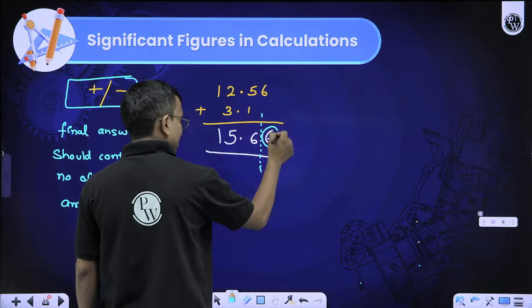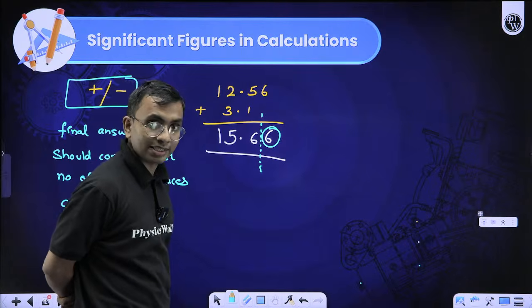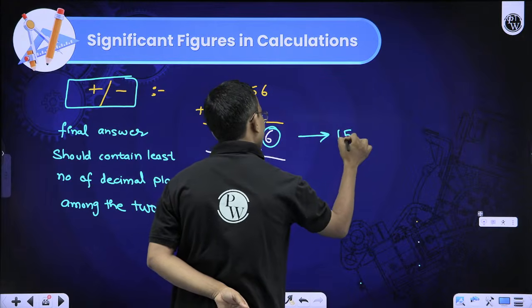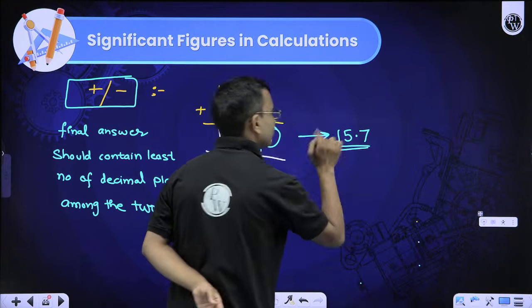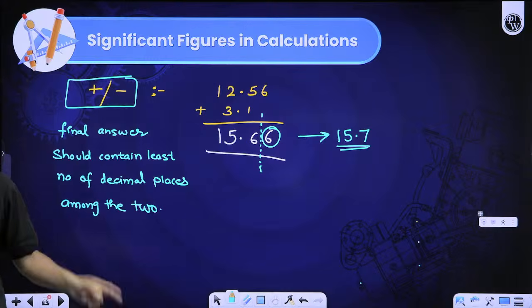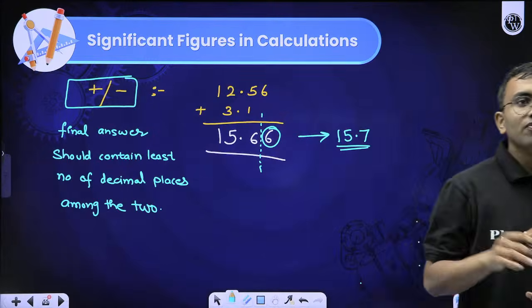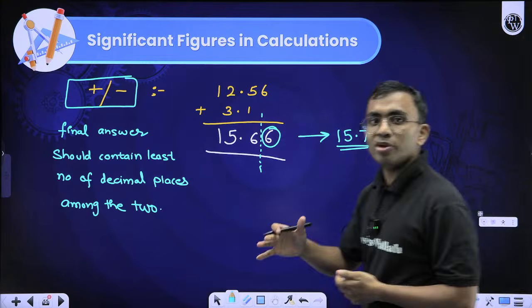This is 6. Is it greater than 5? Yes, it is greater than 5. So when you will round it off, it will become 15.7. So 15.7 will be your answer, not 15.6. Not 15.6. 15.7 will be your answer in this case.